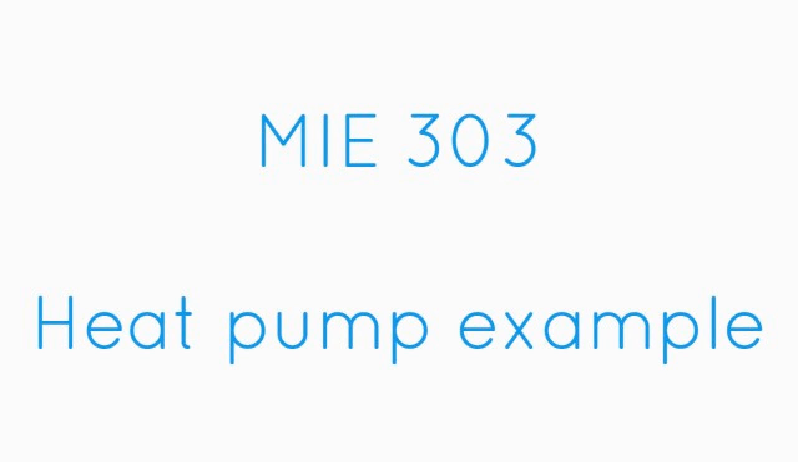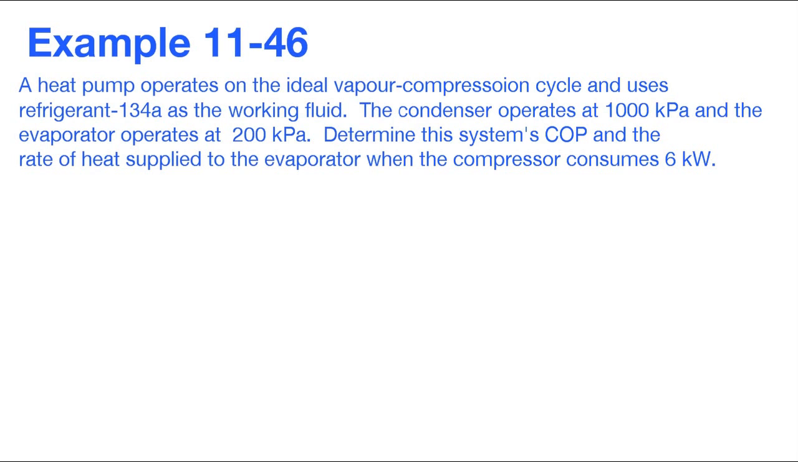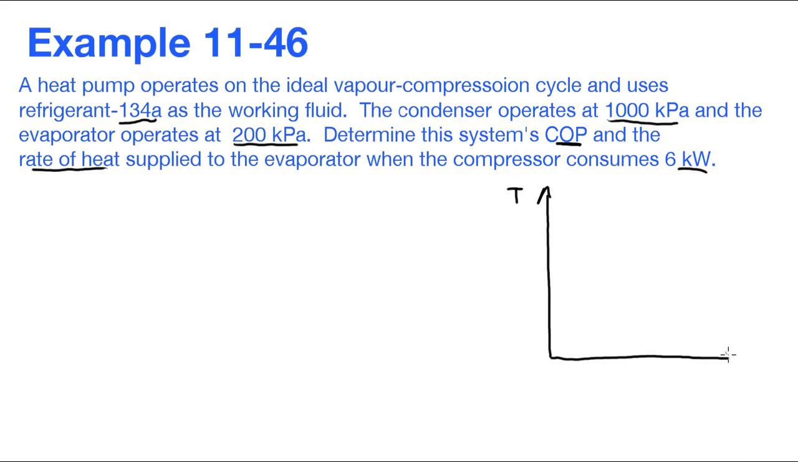Here we'll go through an example of solving a heat pump problem. So we see this question 11-46 from the textbook. We're using refrigerant 134a as the working fluid operating between pressures of 100 kPa and 200 kPa. We're asked to find the coefficient of performance and the rate of heat supplied to the evaporator.